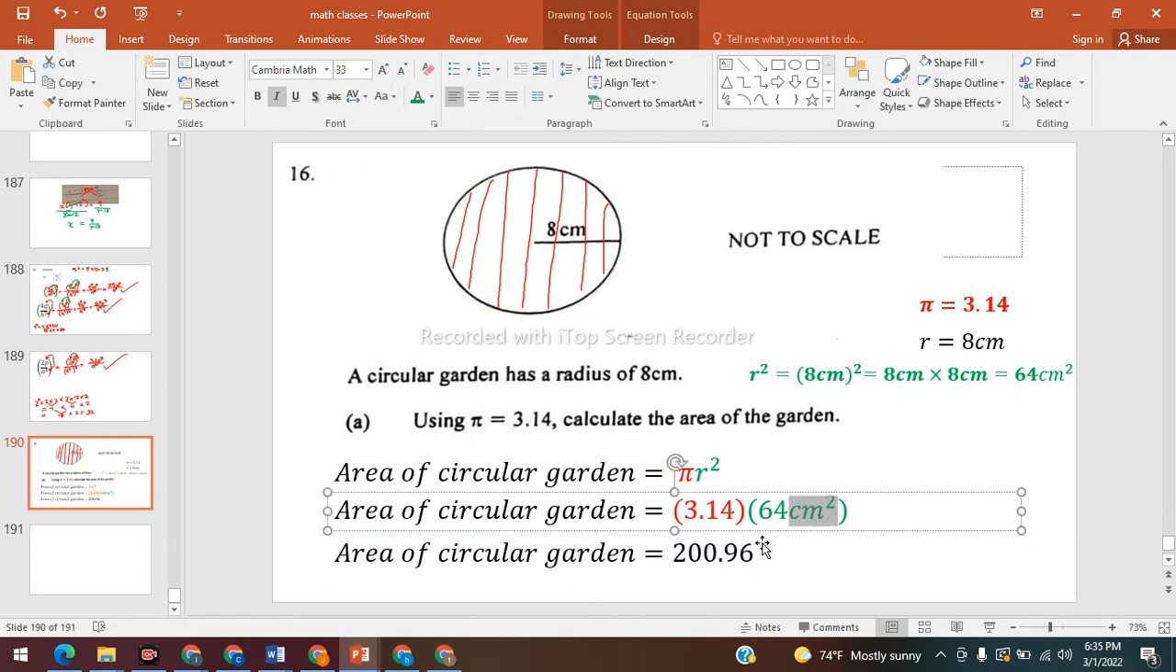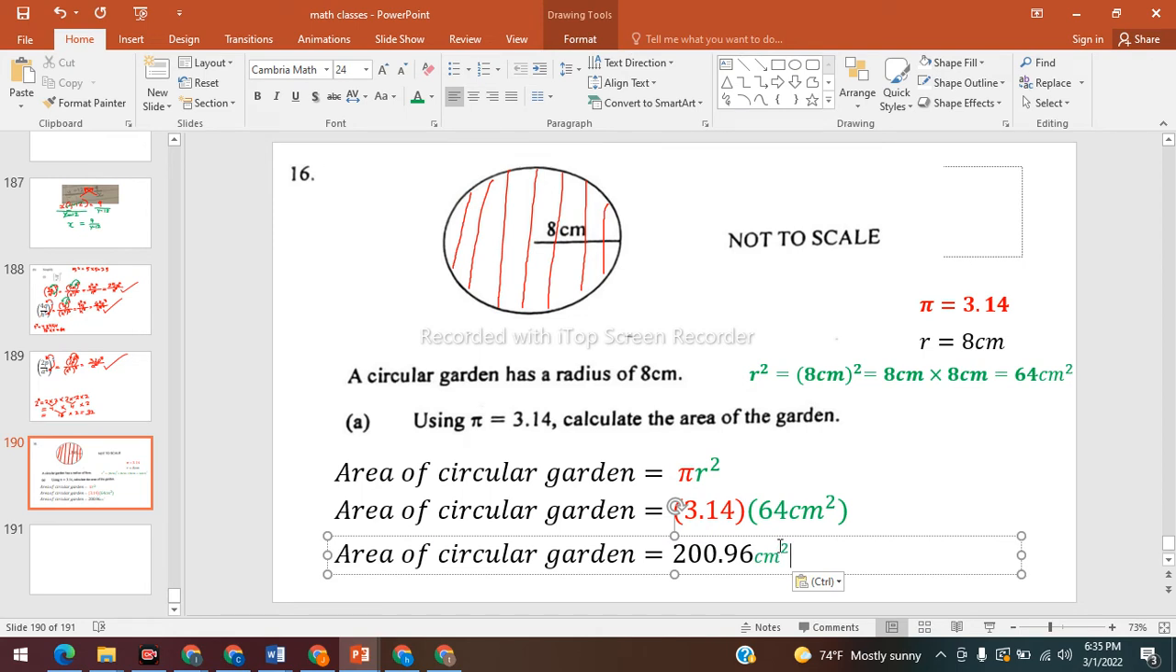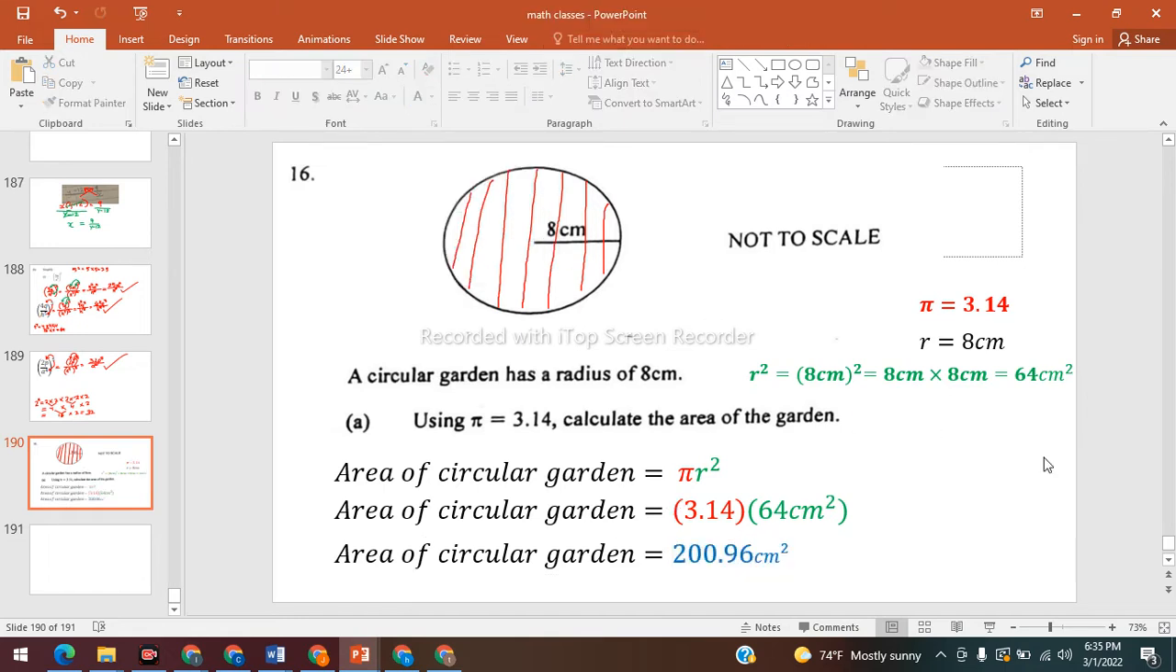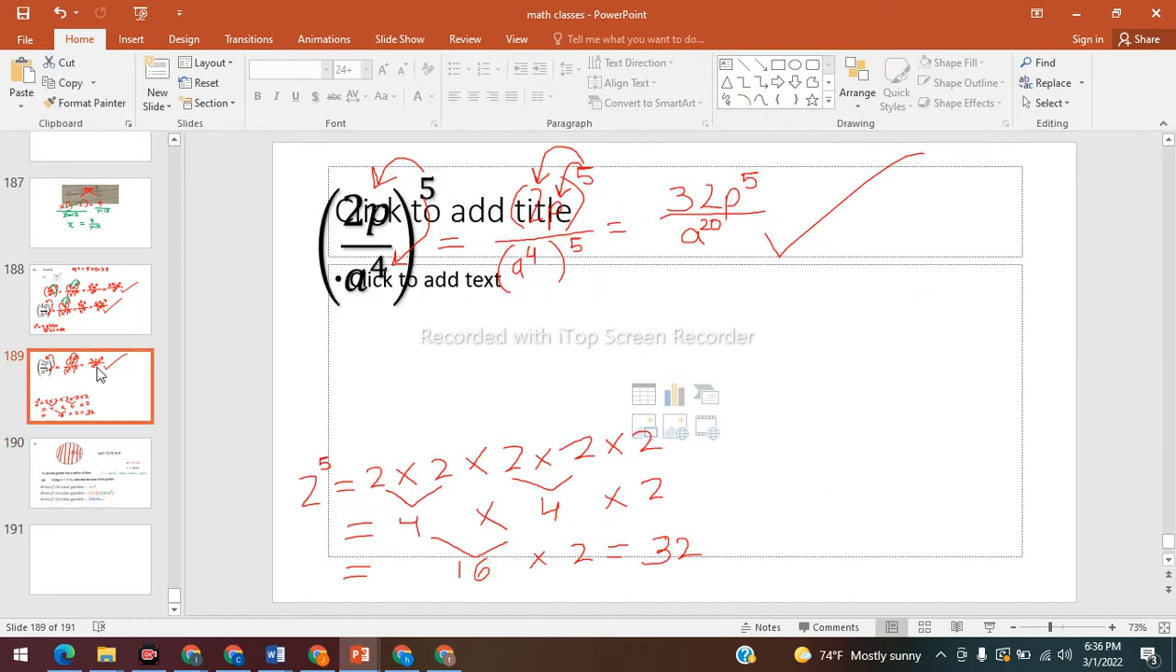If it was meters, it's going to be meters squared. If it was kilometers, it would have been kilometers squared. Area is always in square units. So that's important. Alright, and good. So that's our answer. Any questions on how we got that? No? Good. Okay.